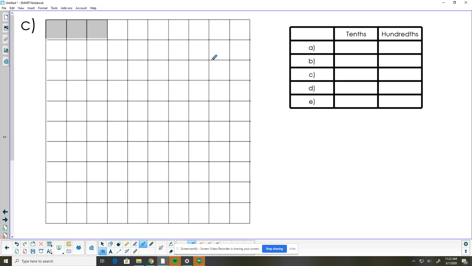If I take a look at this example, I have 1, 2, 3. I have 3 hundredths. I have 0 tenths because I have no full rows colored in. To write 3 hundredths as a decimal, I write it as decimal 0.03 because I have no tenths and I know that hundredths is in the second place value. As a fraction, I have 3 hundredths.